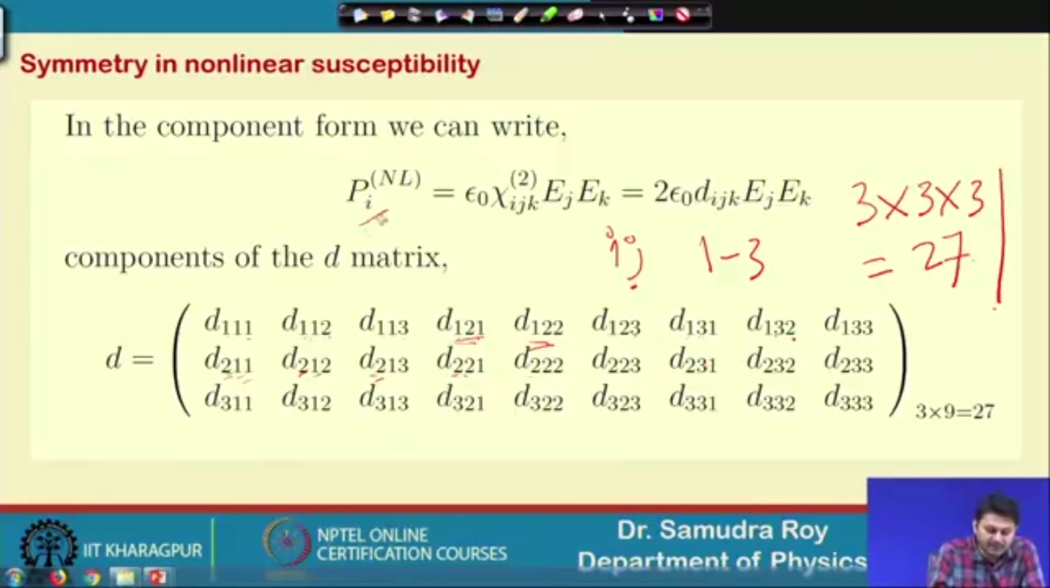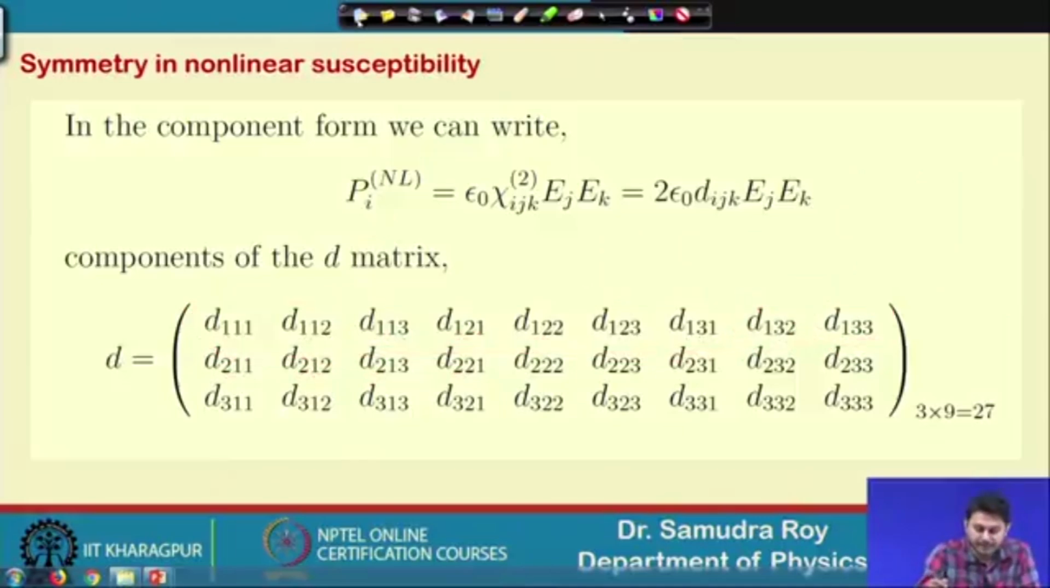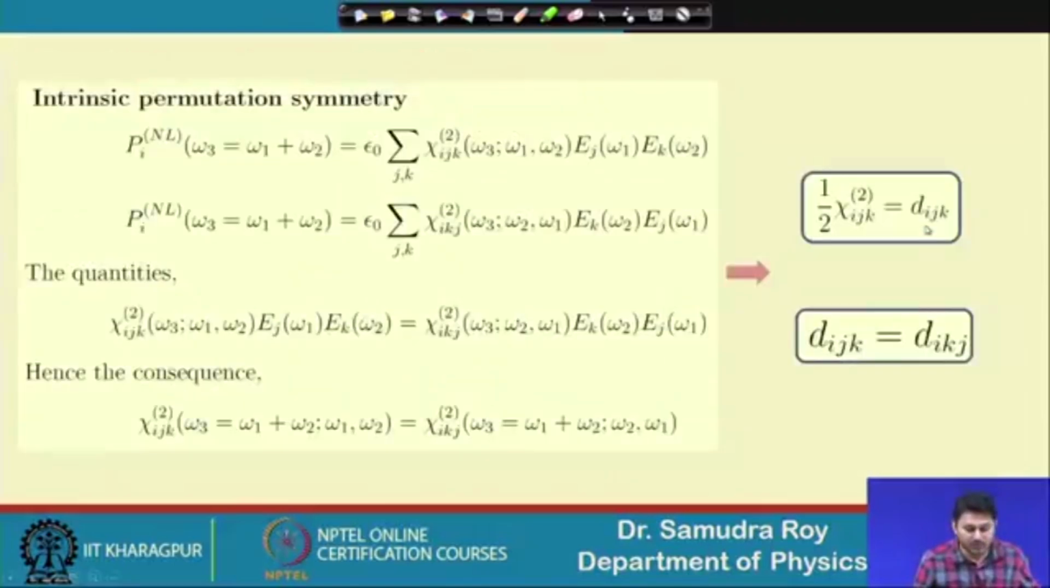So, that means for the ith term, only for the ith term, if i is fixed, we should have that many elements. How many elements are there here? 1 2 3 4 5 6 7 8 9. So, only for the ith element on the right hand side I have 9 different elements. That is a very cumbersome thing: in order to have one polarization component on the right hand side, I have 9 different d elements or d matrix. Okay. So, next let us see what we have.